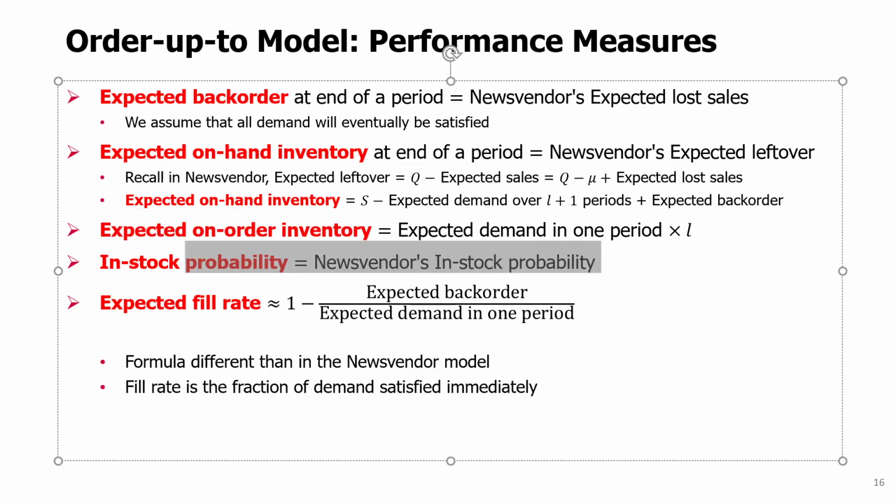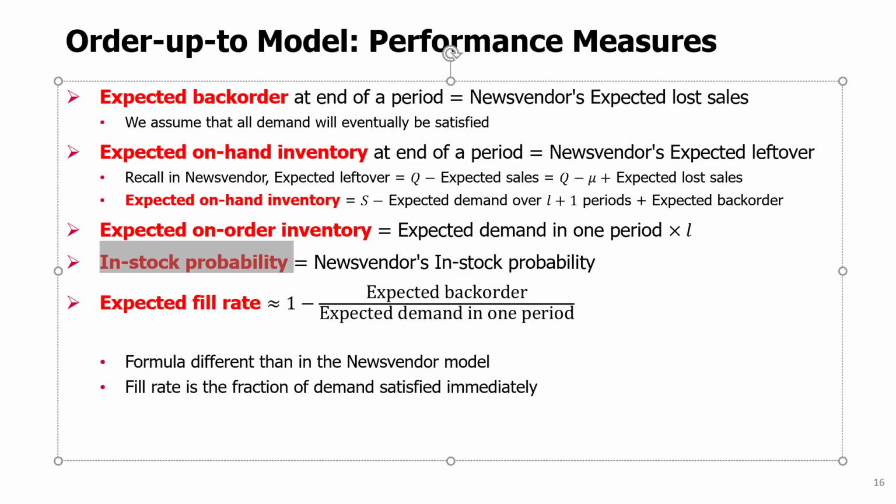And we can also calculate the in-stock probability. It actually is the same as the in-stock probability in the newsvendor model, but remember, this is now the probability of being in stock in one period, which means that we didn't experience a stockout in the period that the order up to model assumed, 1 week or 1 day or something like that.